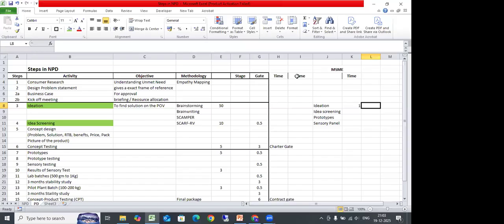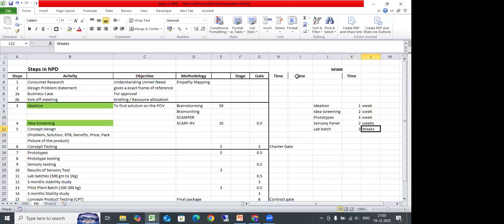I'm just putting it on a week basis. So that helps. Idea screening again 1 week. Prototype 2 weeks, roughly. This will differ from person to person. Sensory panel 2 weeks again. Okay, I will do it as 3 weeks. Okay, with more samples and idea screening I will take 2 weeks. Then after the sensory panel and all, what will we do? Lab batch, once you're shortlisted. Lab batch will take another 3 weeks.